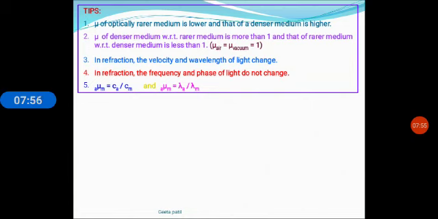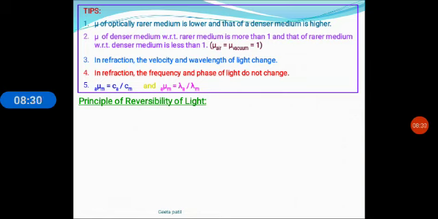Now, the refractive index of a given medium with respect to air is defined in terms of velocity of light as the ratio of velocity of light in air to the velocity of light in the given medium. Or in terms of wavelength, the refractive index of the medium with respect to air is defined as the ratio of wavelength of light in air to the wavelength of light in the given medium.